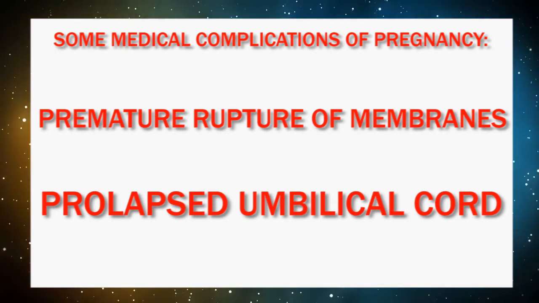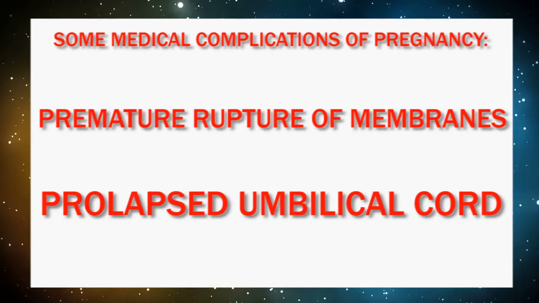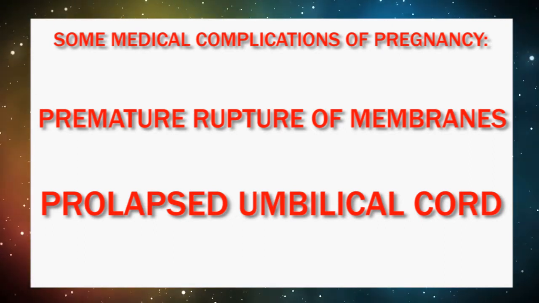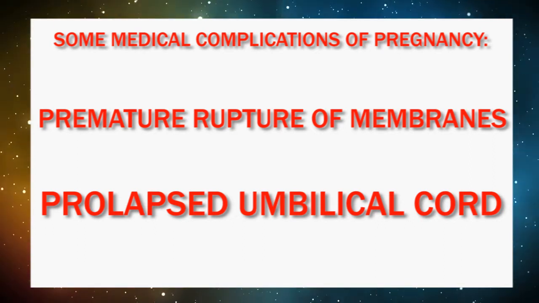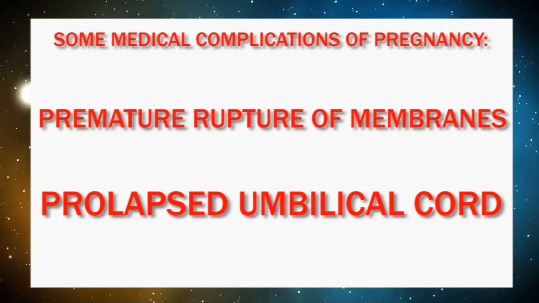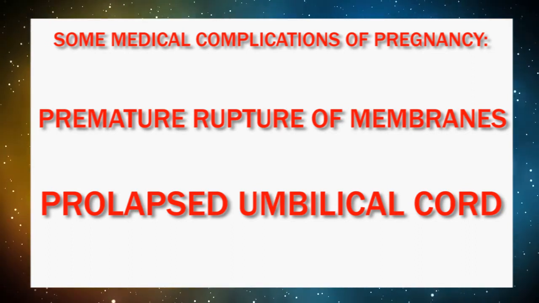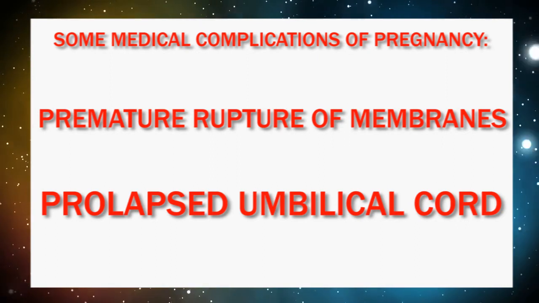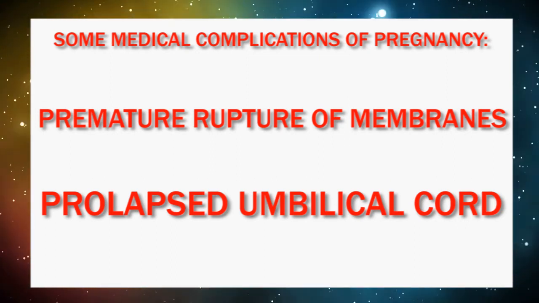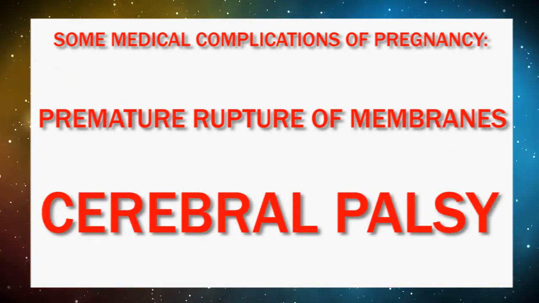When you get a prolapsed umbilical cord, this becomes an obstetrical emergency, and the fetus must be delivered as soon as possible because it's not getting enough oxygen and brain damage may occur. This is known as cerebral palsy.